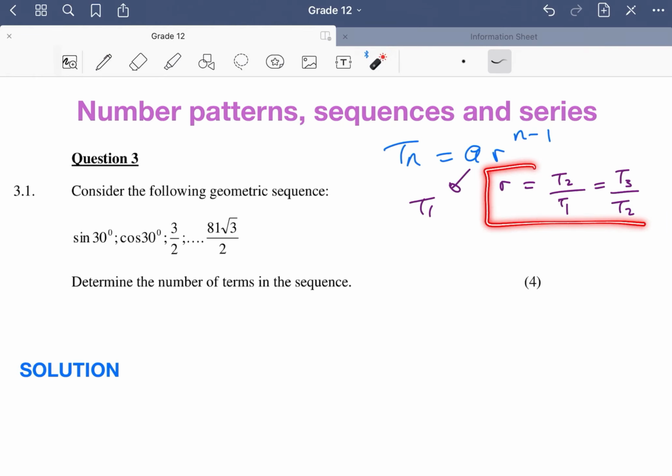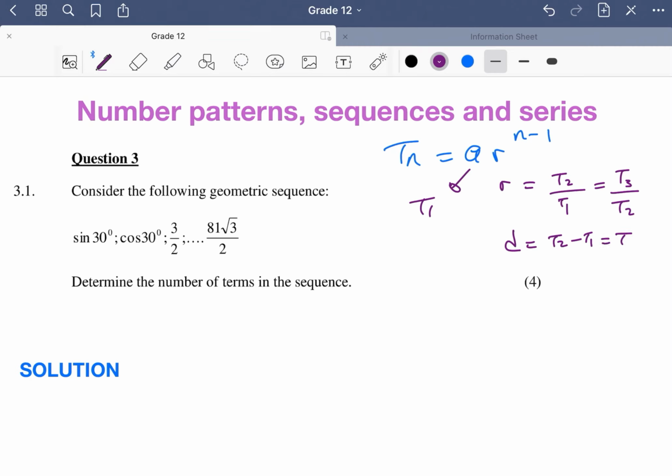This relationship is important. In my previous video, I mentioned d, the difference, which is the second term minus the first term, which is equal to the third term minus the second term. And I mentioned that this relationship is important. They're always going to test you on the knowledge of this relationship. You need to always remember this when you're solving your question. So that's your r, and a is the first term. And that's the formula for sequences.